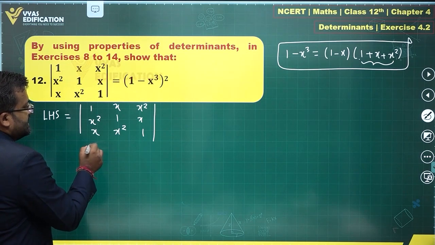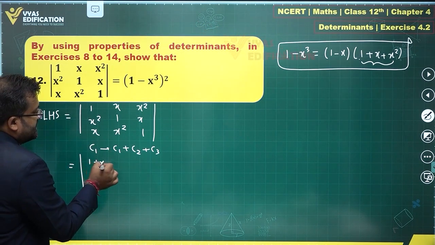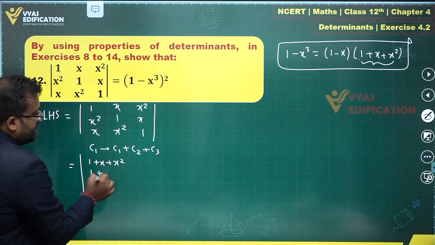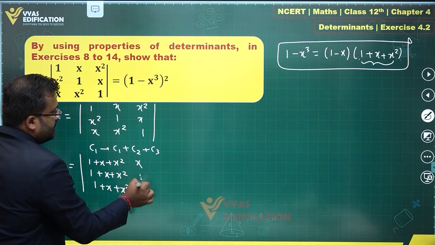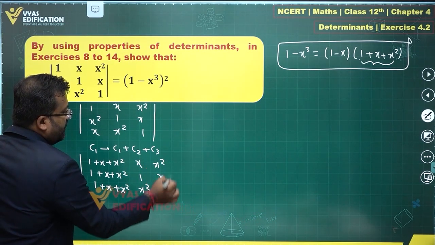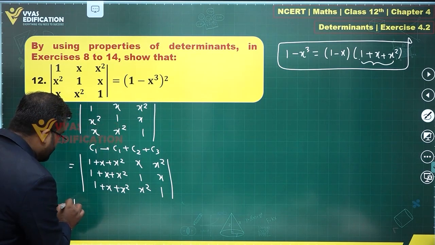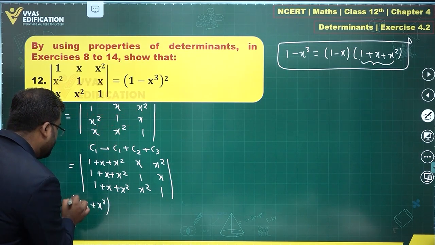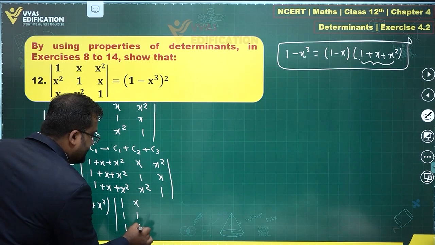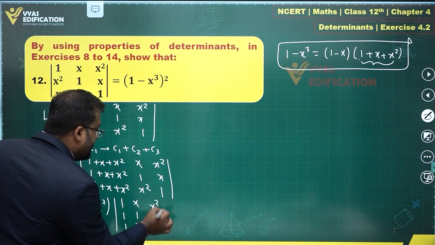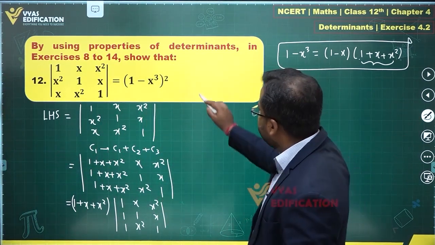What I'll have is, please observe, C1 can be replaced with C1 plus C2 plus C3, and this will give me 1 plus x plus x square. Okay, similarly, x square plus 1 plus x is 1 plus x plus x square and 1 plus x plus x square. Then you have x square, x, 1, this is what you have. Right or not? Yes. Okay, can you take out 1 plus x plus x square common? You have 1, 1, 1 remaining over here. Yes. What else? You have x, 1 and x square remaining. You have x square, x and 1 remaining over here. Is that okay? Yes.